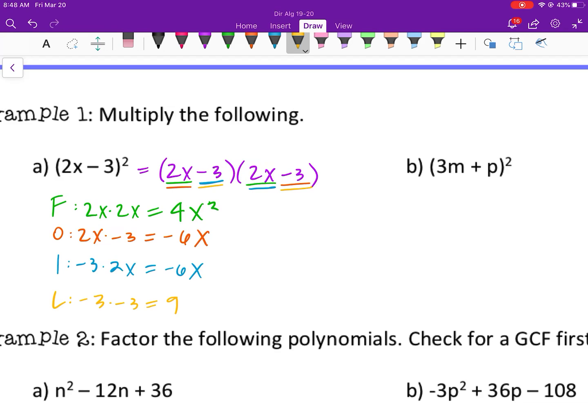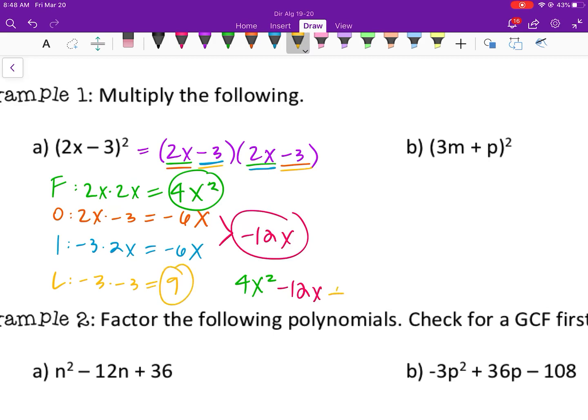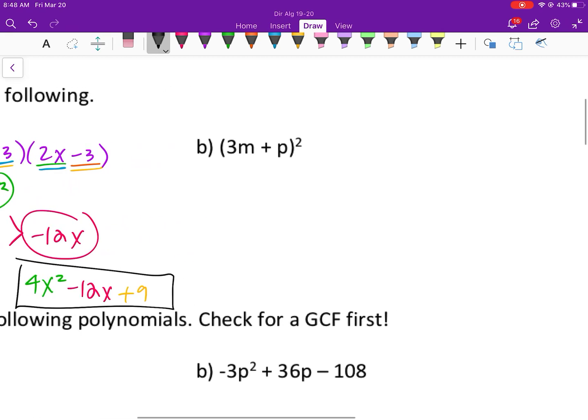The only things we can combine are the outside and insides. Now they do not cancel, but they have the same sign, so they add and keep, combining to become negative 12x. So altogether, our final answer is 4x squared minus 12x plus 9. Final answer. Now in example B, I'm going to double distribute it, but go ahead and try to double distribute on your own first and see if you can get it from there.